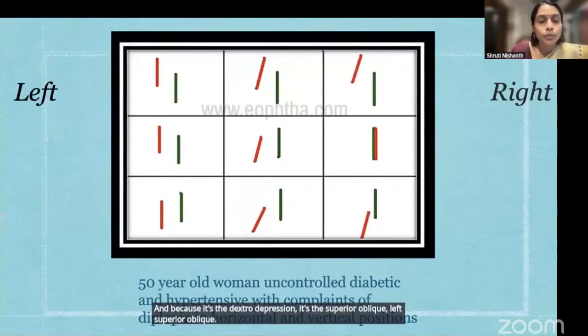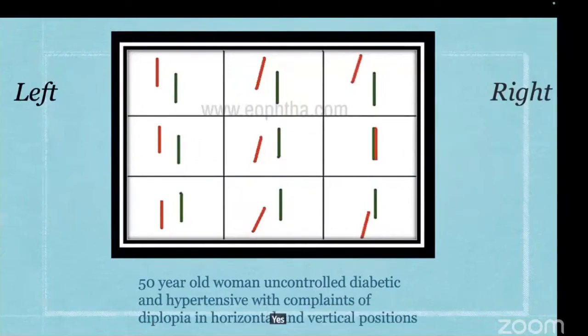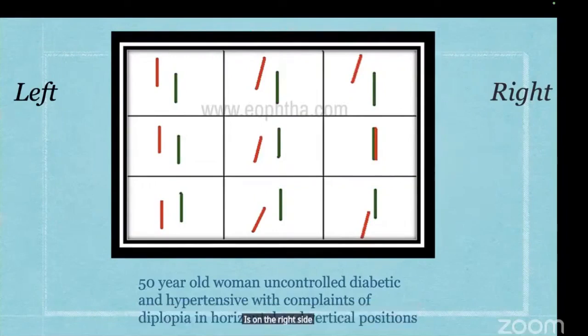Now, Ruwa, can you please interpret this third one and the last one? Yes, ma'am. So this diplopia chart shows a crossed binocular diplopia chart in primary gaze, because the green is on the right side and the red is on the left side.